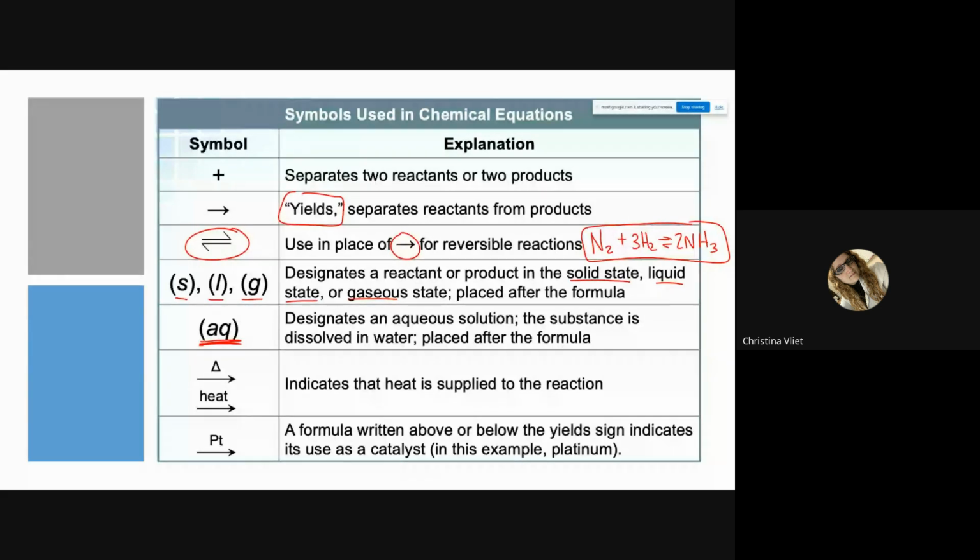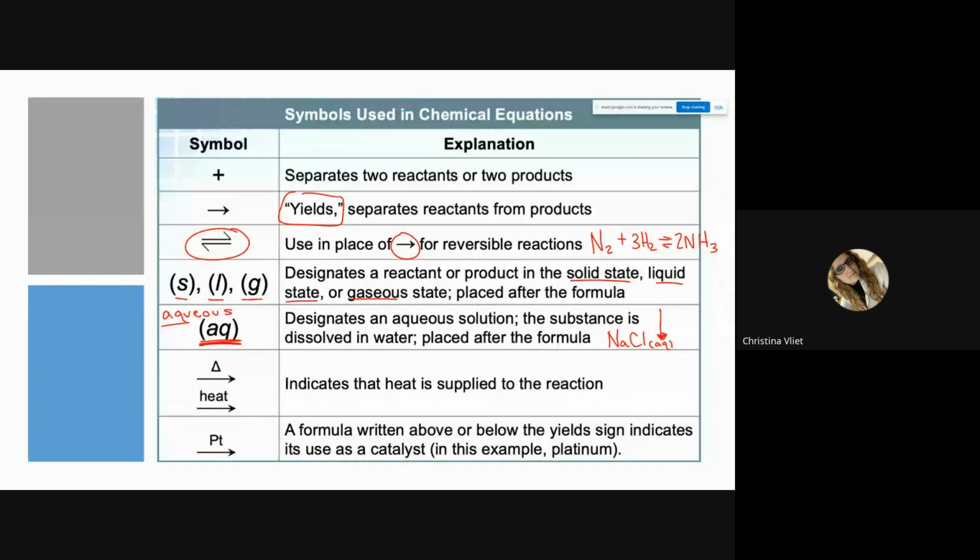AQ stands for aqueous. What does that mean? Aqueous. Water. Agua, right? Water. Aqueous means dissolved in water. So for example, remember we took salt, we just threw it in water, we stirred it around. That would be an example of something that's aqueous.